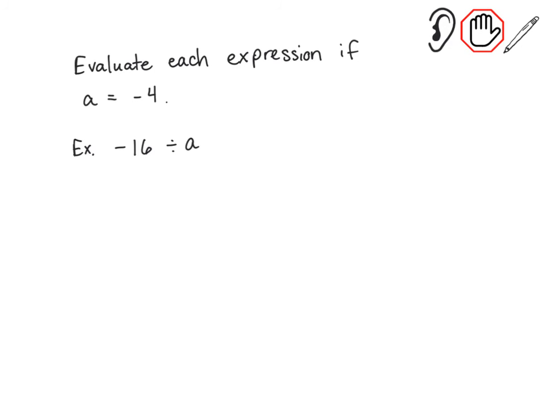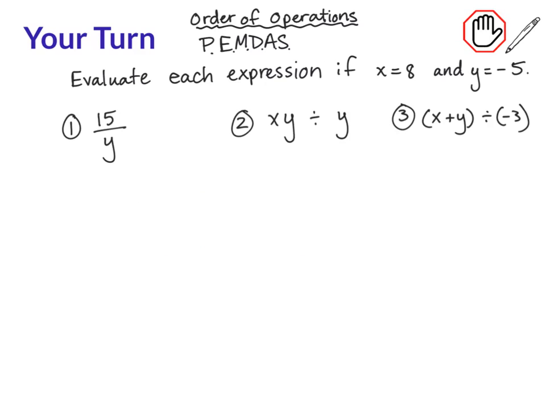Evaluate the expression if A equals -4. So if I have -16 divided by A, I have to substitute in -4 for A, so -16 divided by -4. I have a negative divided by a negative, so my answer is positive. 16 divided by 4 is 4, and it's positive. It's your turn. Pause the video and give it a try. Use the order of operations.